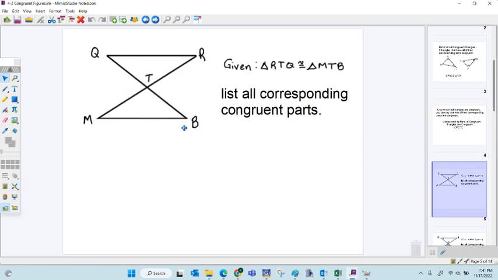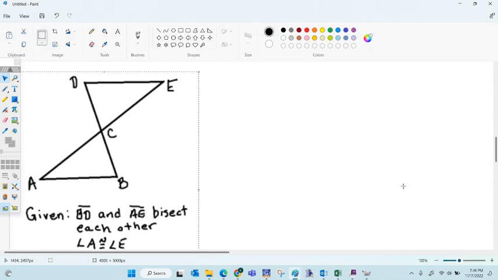So looking at this set of triangles, it's kind of hard to tell by looking as far as which pieces would go together. But what we're given is this, which tells us which parts go together. It tells us that R and M go together, and T goes together. We'll talk about that one specifically in a minute. And Q and B go together. So when we need to list all of the corresponding parts, let's break that down and work it through.